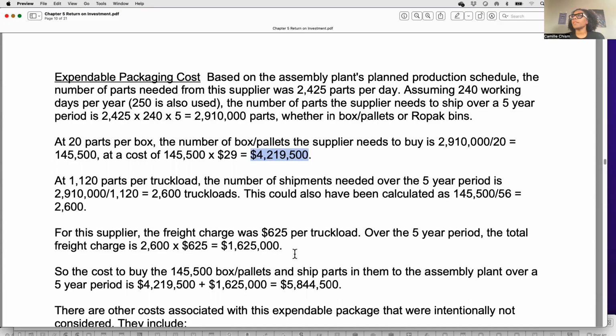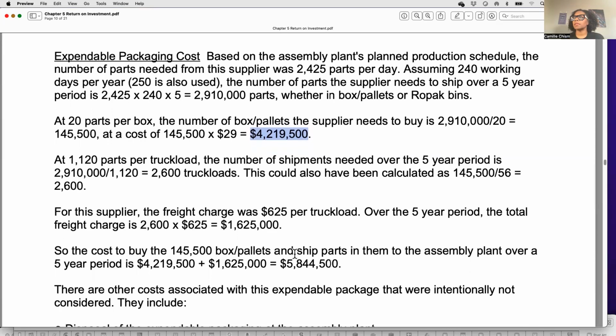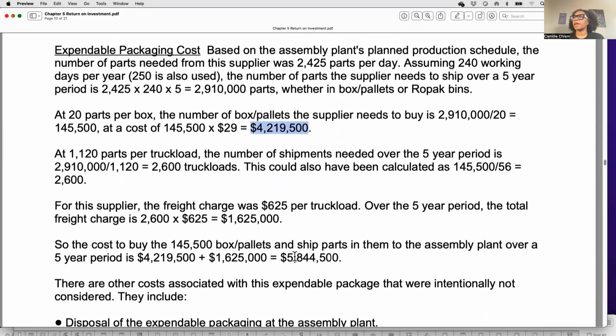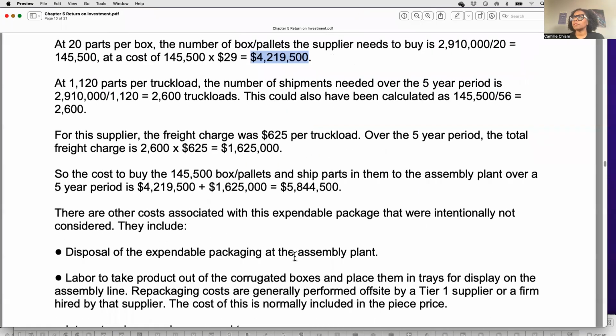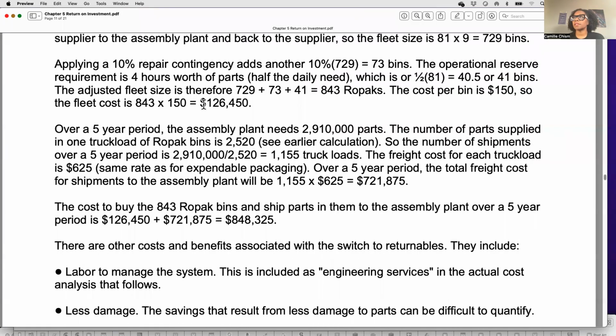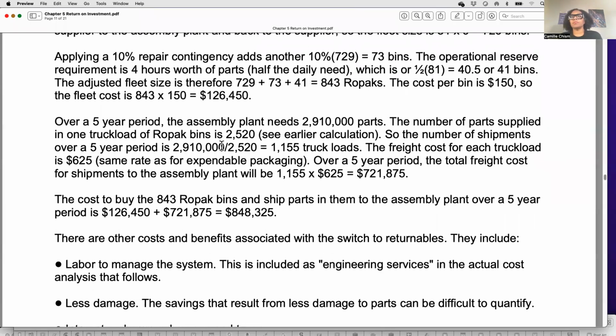So you're looking at over the extended period, even though they're only paying less than $30 for this pack versus $150, you see the cost impact. Now let's see what happens. So we've got 4.2 million versus $126,000. Huge difference. But now you still need to understand what's the ongoing freight cost, what's the impact of this freight cost.